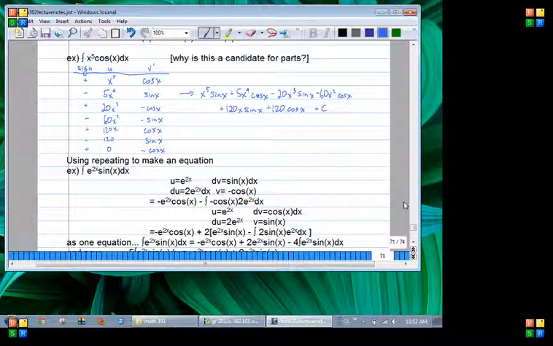And what I did here was I distributed the 2 over the parentheses. So I get negative e to the 2x cos x plus 2 e to the 2x sine x, and then minus 4 times the integral of e to the 2x sine x dx.